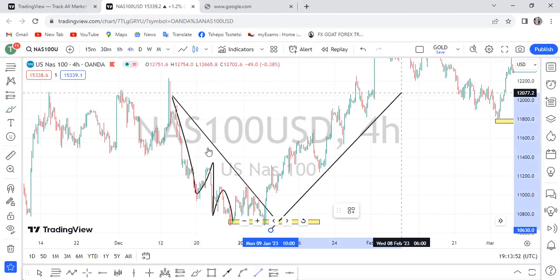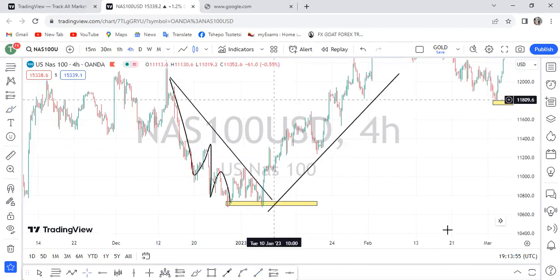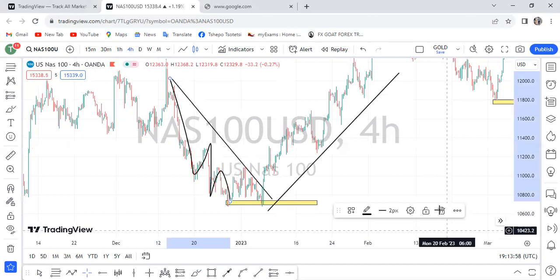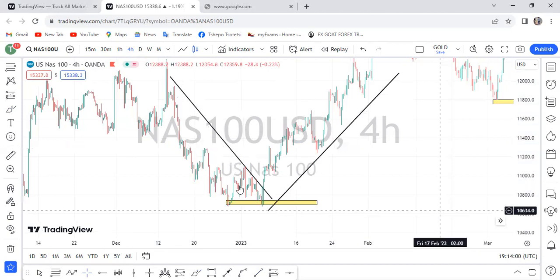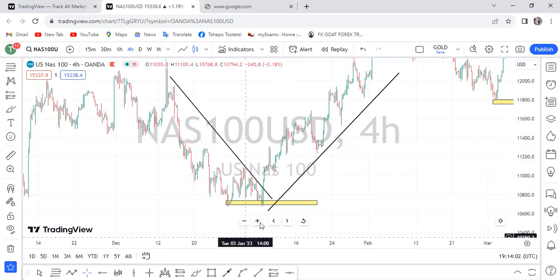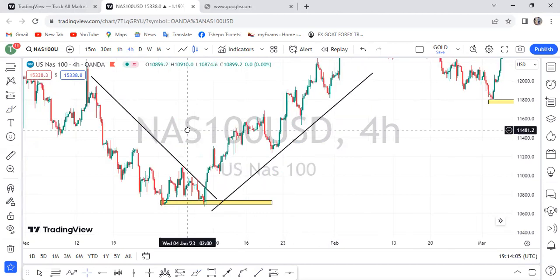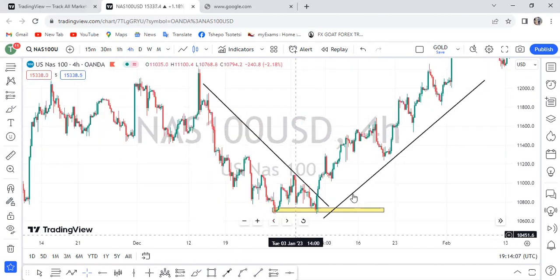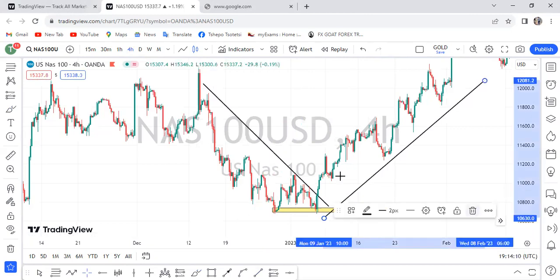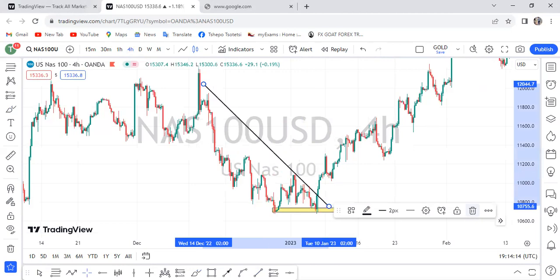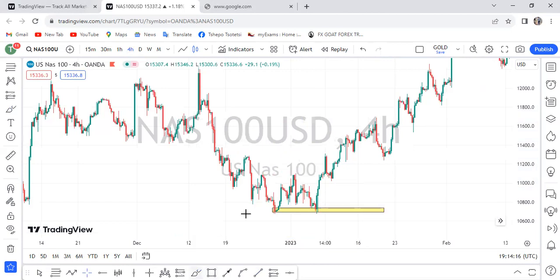So how did we know that the market was going to push up? Remember, guys, when the market is going down, it's making lower low and lower high. Here we can see the market failed to make a lower low. It made what? A double bottom. The market failed to make a lower low. It made a double bottom.